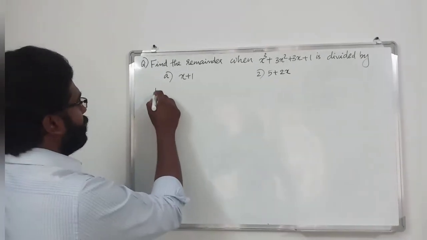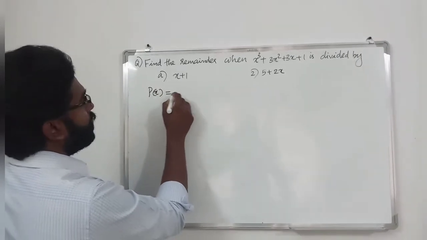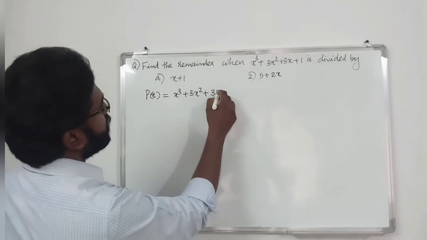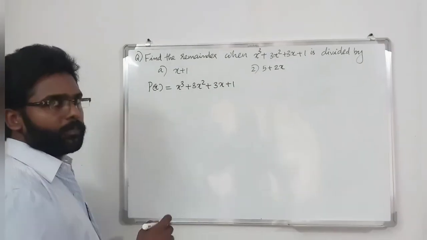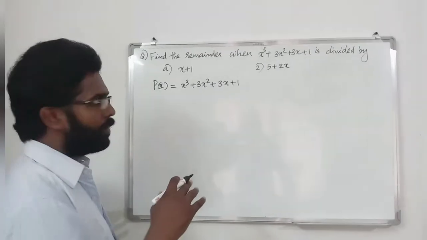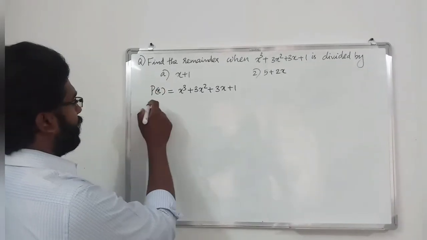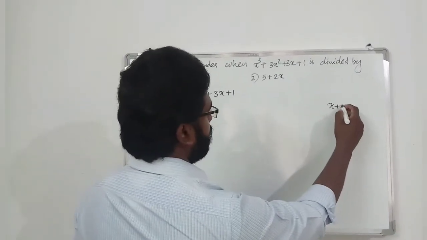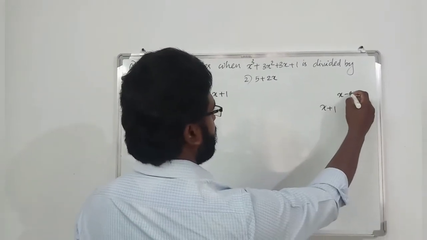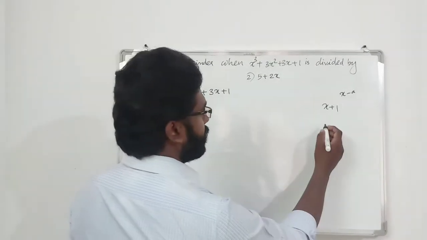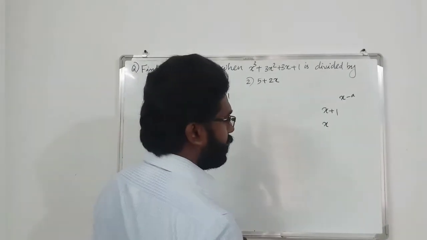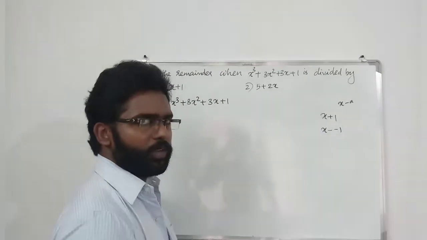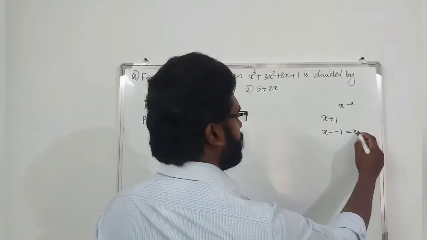Okay, let p of x be x cube plus 3x square plus 3x plus 1. For finding the remainder, we put the value of a. So what value? X plus 1, but our form is x minus a. X minus minus 1. What is x minus minus 1? It is the same as x plus 1.